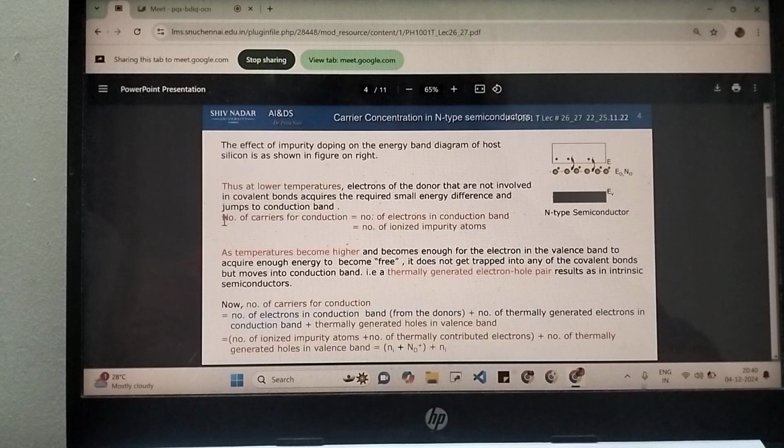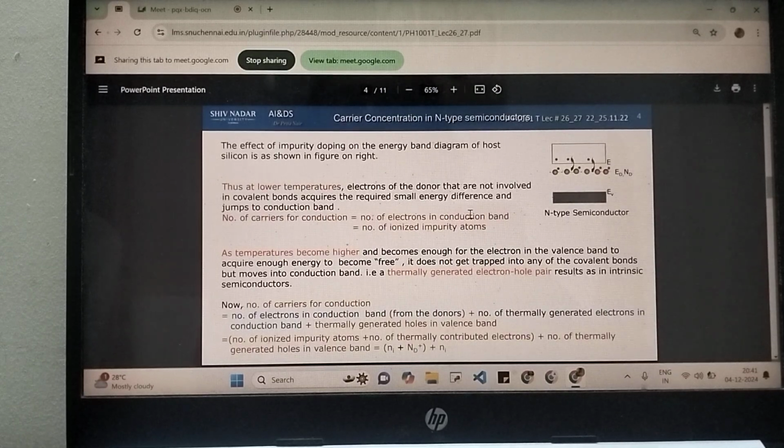conduction band. So at low temperature, the number of charge carriers is equal to the number of electrons in the conduction band, which is the number of ionized impurity atoms. What does this mean? The number of electrons in the conduction band is equal to the number of ionized impurity atoms. Ionized meaning an atom which gains a positive charge because of the loss of one electron. So if one electron from the phosphorus atom goes into the conduction band, there is one ionized phosphorus atom. So the number of electrons in the conduction band will be equal to the number of ionized impurity atoms. And those are the particles responsible for conduction at low temperatures.